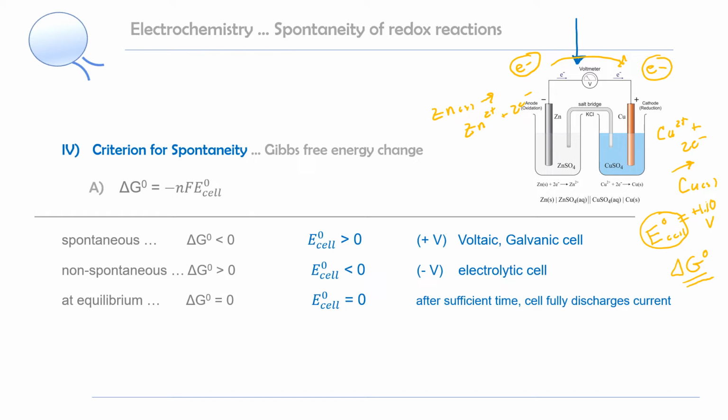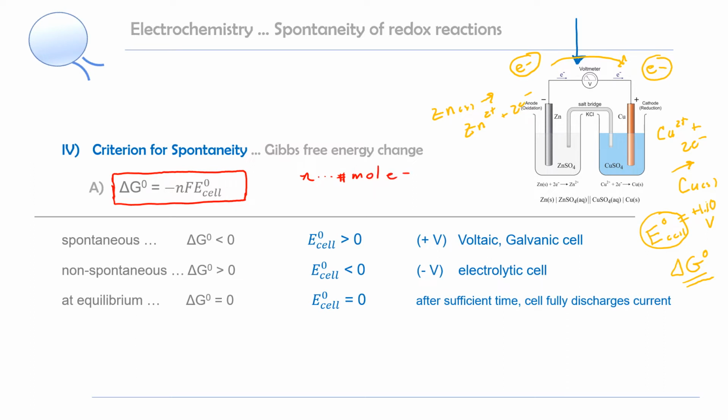I'm not going to go through the derivation. I'm simply going to give you the equation. But that critical equation is as follows. Under standard conditions, the Gibbs free energy change for a redox process is negative nFE0 cell. n is the number of moles of electrons exchanged in our balanced redox process.